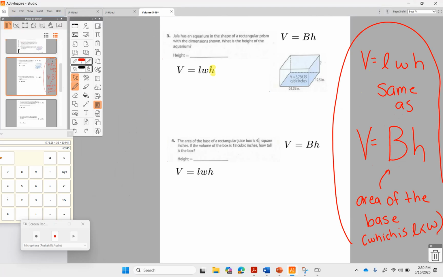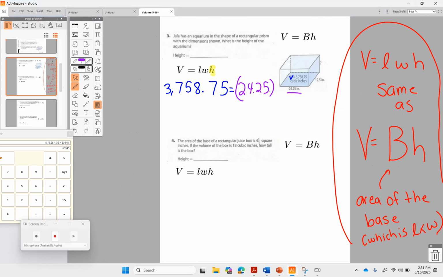So I'm going to substitute in. We actually say to you, plug it in, plug it in. So the volume is 3,758.75 equals, okay, the length, which is 24.25. I'm going to put these in parentheses because this means to multiply.